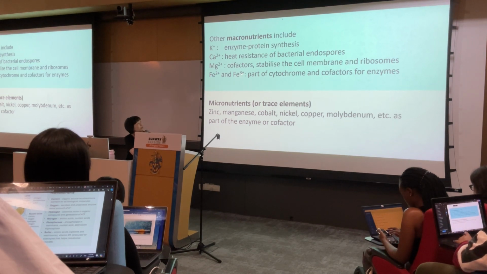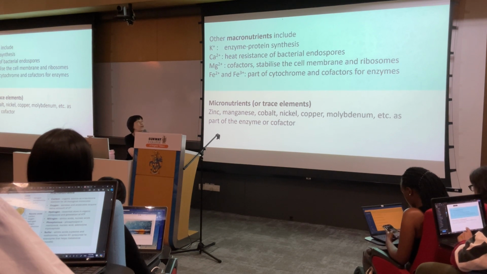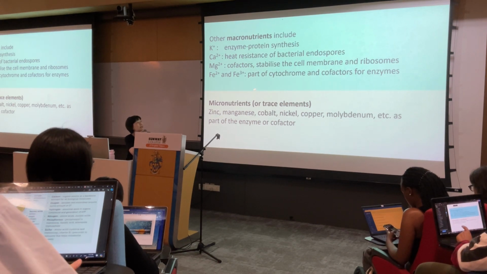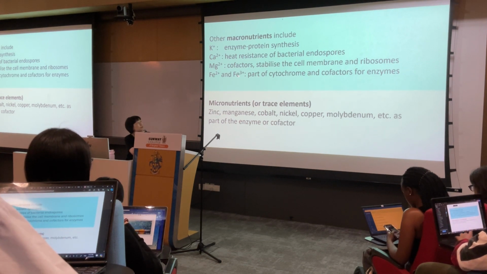Ferrous, which is iron, is part of the cytochrome. Cytochrome is used for oxygen respiration, for transfer of the electron. All right, so that's cytochrome. And this is for respiration, and iron is also part of the cofactor for enzyme activity.